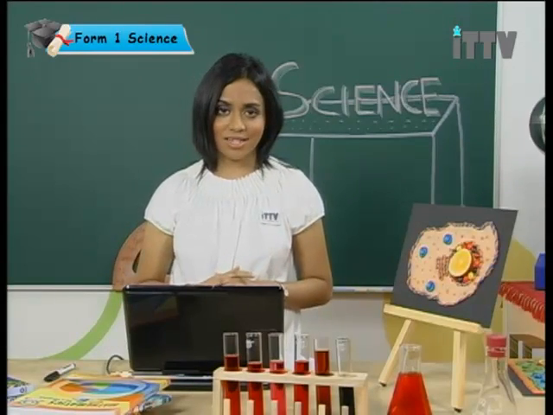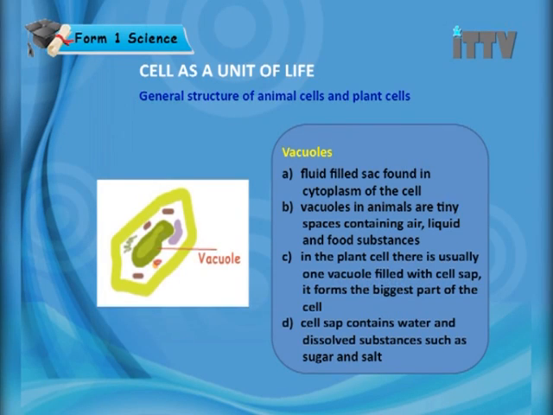What is the next organelle? The vacuoles. The vacuoles are fluid-filled sacs found in cytoplasm of the cell. Vacuoles in animals are tiny spaces containing air, liquid, and food substance. In plant cells, there is usually one vacuole filled with cell sap. It forms the biggest part of the cell.